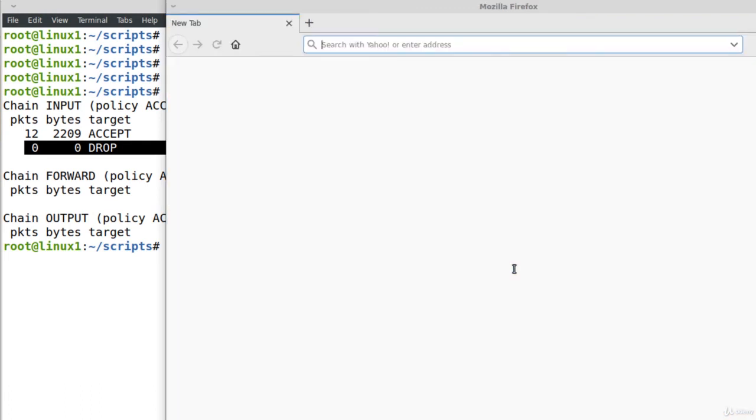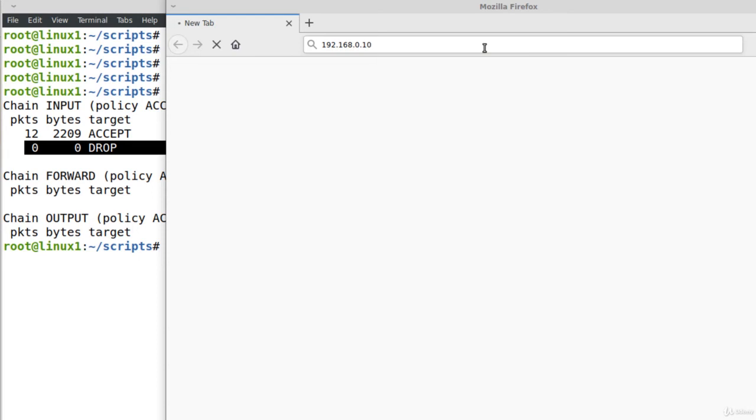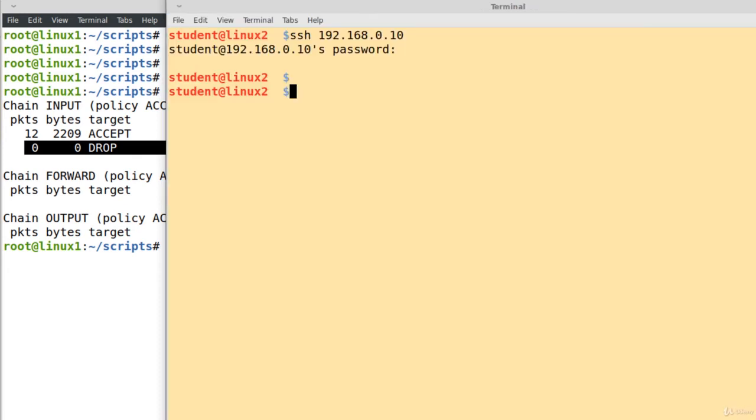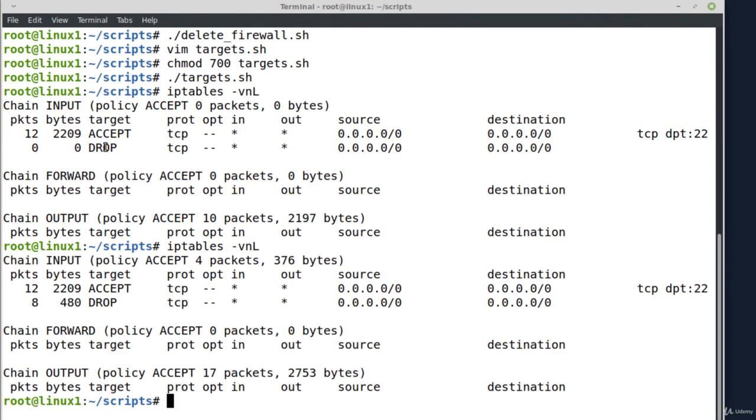Now let's try to connect to Linux 1 using a browser. There's a web server running on Linux 1. In the address bar, I'll write the IP address of Linux 1. And the page is not loading. If I list the firewall again, I'll see that the packets are dropped by the second rule. There are 8 dropped packets.